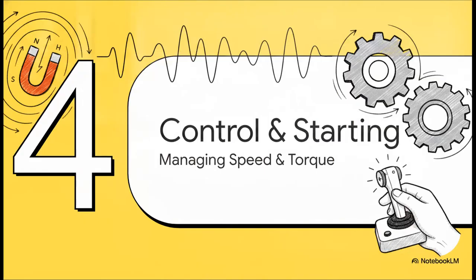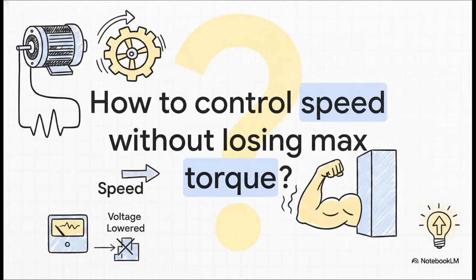All right, Section 4, speed control and starting. Now keep in mind, we need to control the motor speed across 3 very distinct operation modes: standard motoring, plugging, which is essentially rapid braking, and regenerating, where we're actually sending power back to the source. So here's the million-dollar question for industrial engineers. How on earth do we control an induction motor's speed across all these varying modes without sacrificing its maximum pushing power?